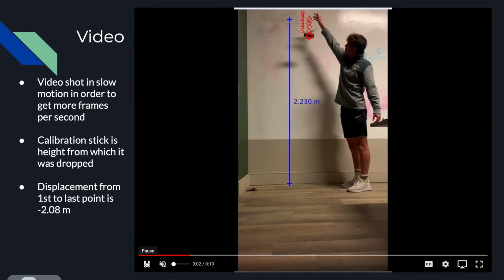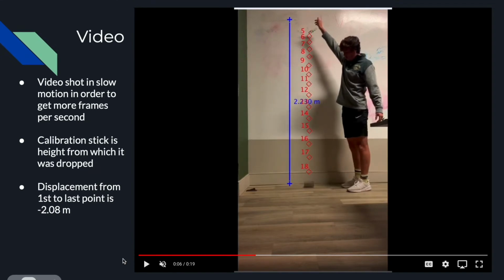This video was shot in slow motion in order to get more frames per second. The calibration stick is the height from which it was dropped, which is 2.23 meters. However, the displacement from the first point to the last point is negative 2.08, which is the displacement I use in the code later on.